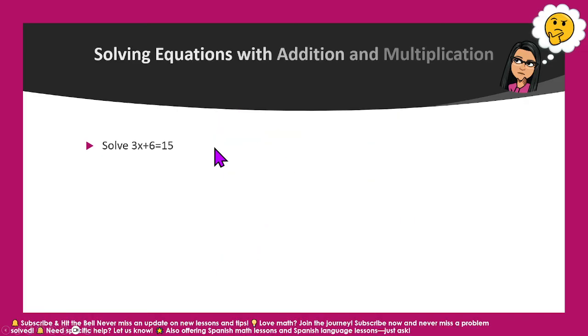Perfect. So great job. Now we're going to combine the knowledge of addition and multiplication. So we're going to have two terms on the left side of the equation. So let's take a look at this one. 3x plus 6 equals 15. We have two constants, right? We have the 6 and the 15, which are constants. And then we have the variable, which is x.